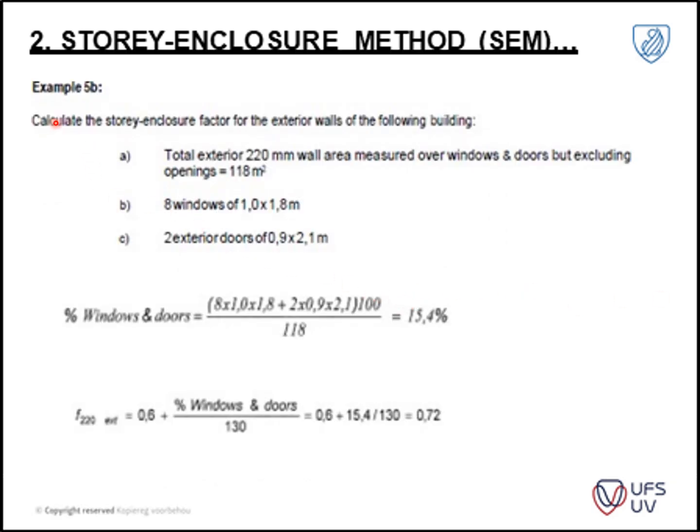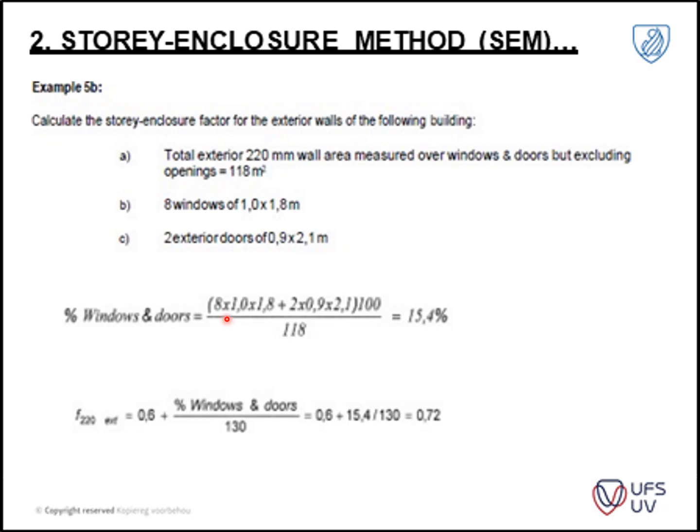Okay, so looking at example 5b, calculate the storey enclosure factor for the external walls of the building. So it's that same building that we had. The total exterior wall area measured over the windows, but excluding the openings, is 118 square meters. So we've got 8 windows of 1 times 1.8 and 2 exterior doors of 900 millimeters times 2.1.